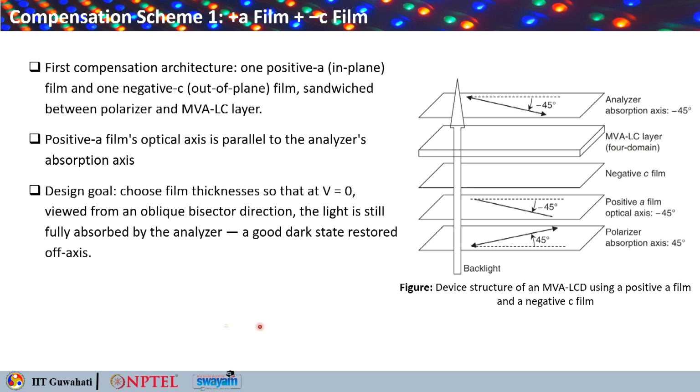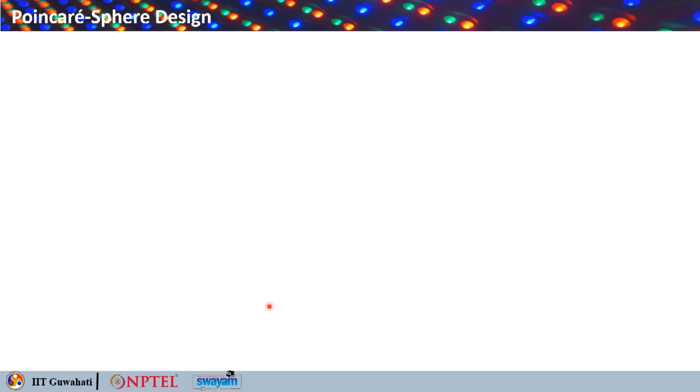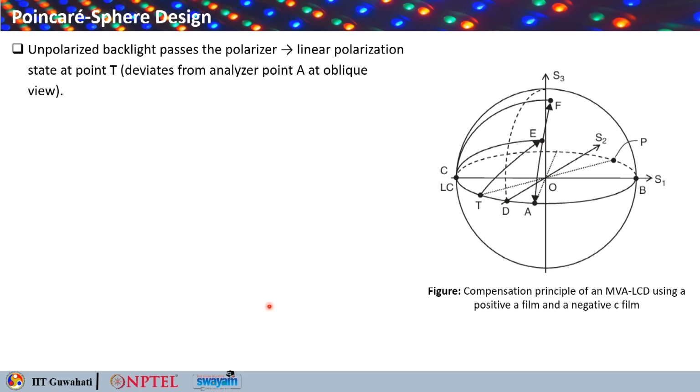So that is the main goal: V equals 0 from any oblique incidence, and it should also look like a very good dark state. This design method basically uses the Poincare sphere. It is a graphical tool that can be used to solve for those thicknesses. We'll see that in detail here.